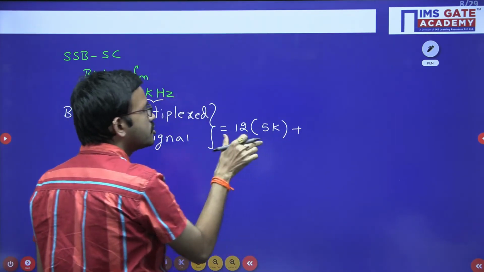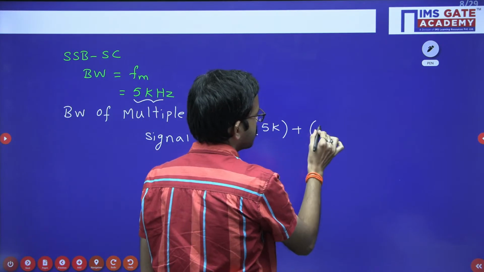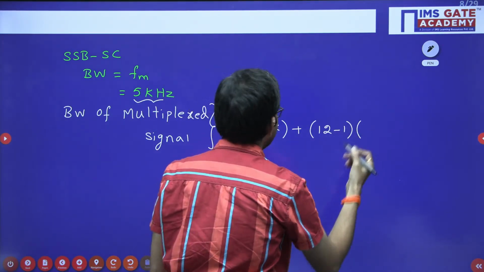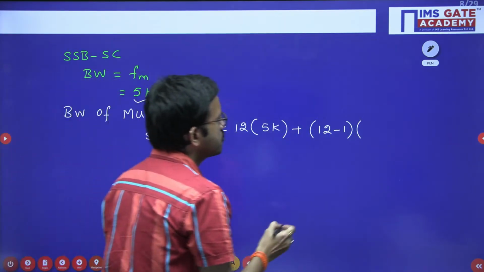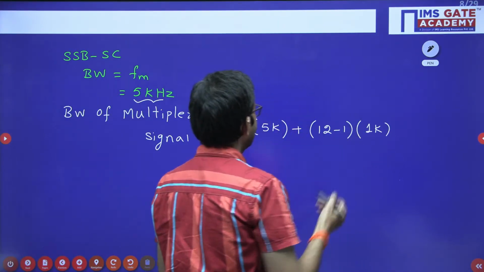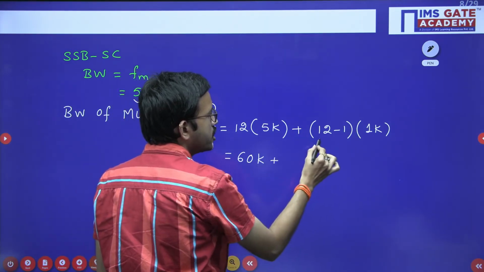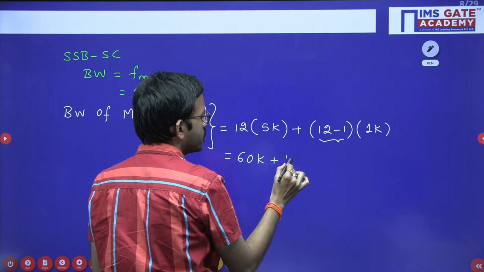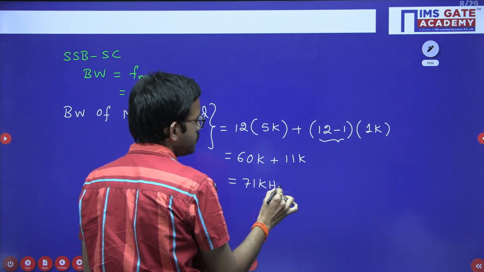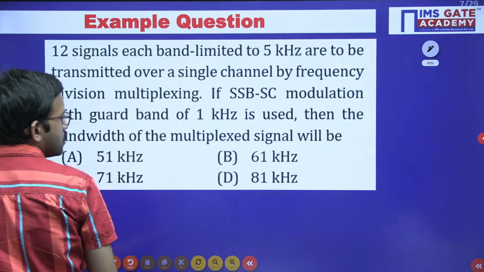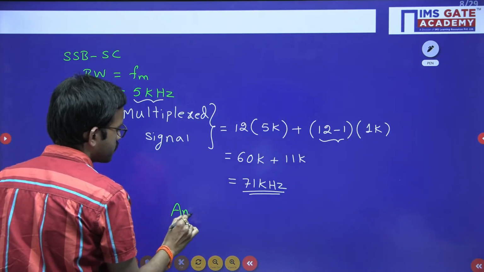Since we have a total of 12 signals, the number of guard bands required is 12 minus 1. In this question, they have mentioned the guard band as 1 kHz. So 12 into 5 gives 60 kHz. Here 12 minus 1 is 11, and 11 into 1 kHz gives 11 kHz. So 60 plus 11 is 71 kHz. That means option C is the correct answer.